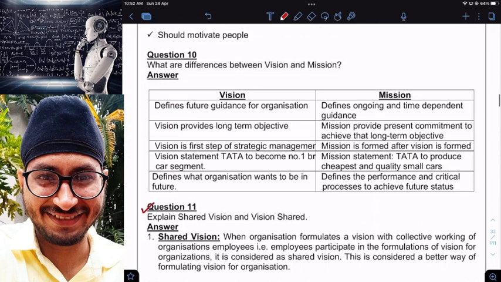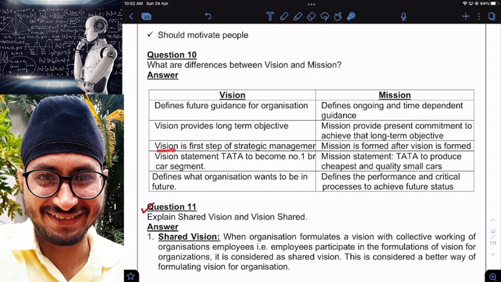Now this one small question is there. Question number 10. What are the differences between vision and mission? Sir, vision is what? Vision is for the future. It defines the future of an organization. Vision is always future. Present is always mission. I repeat, if I'm talking about future, it is called vision. If I'm talking about present, it is called mission.